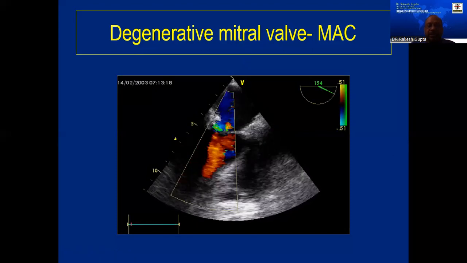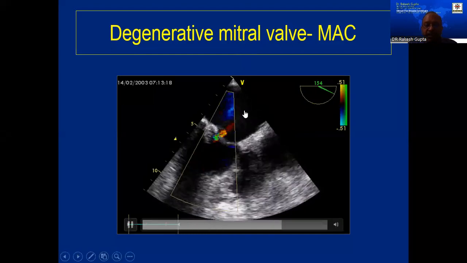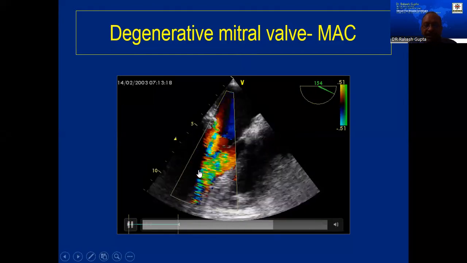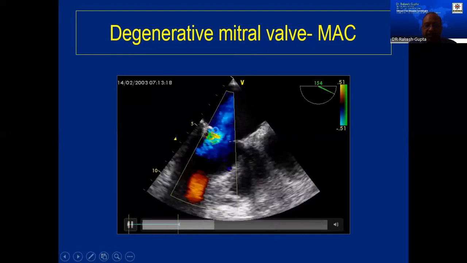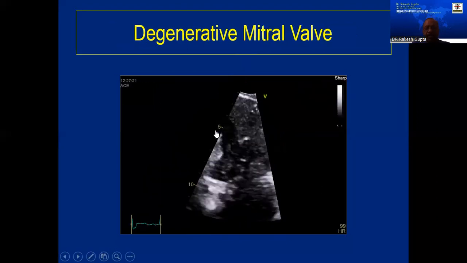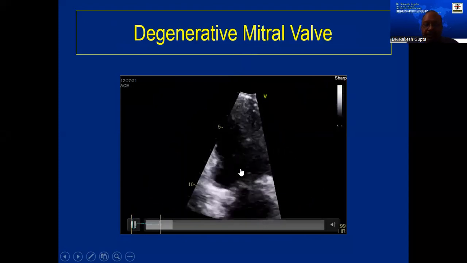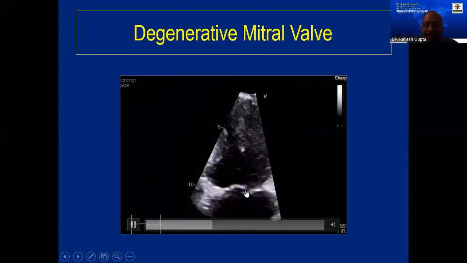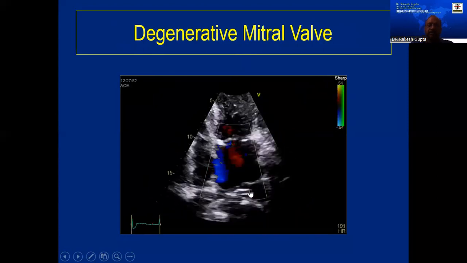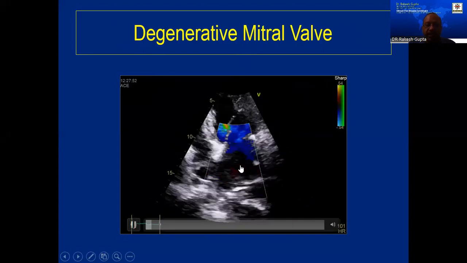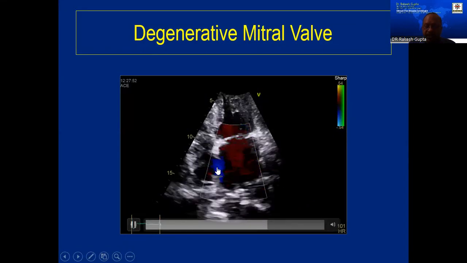Same thing, degenerative, seen by transesophageal echocardiography. Here is LA, here is LV, here is aorta. And we see a lot of torrential jet in MR. Degenerative with flail leaflets, thickening, and the PML is prolapsing back into the LA. Same degenerative changes with eccentric MR.